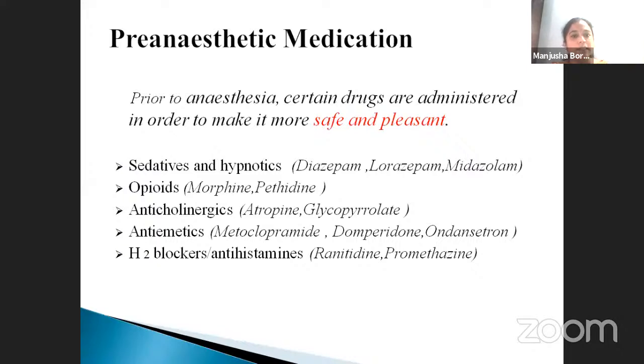Some anticholinergic drugs like atropine or glycopyrrolate are used to reduce the salivary or bronchial secretions, and some antiemetic drugs like metoclopramide, domperidone or ondansetron can be used to control vomiting. And some H2 blockers like ranitidine or antihistaminics are also used as pre-anesthetic medication to reduce gastric acid secretion, and antihistaminic drugs have sedative, anticholinergic and antiemetic properties.